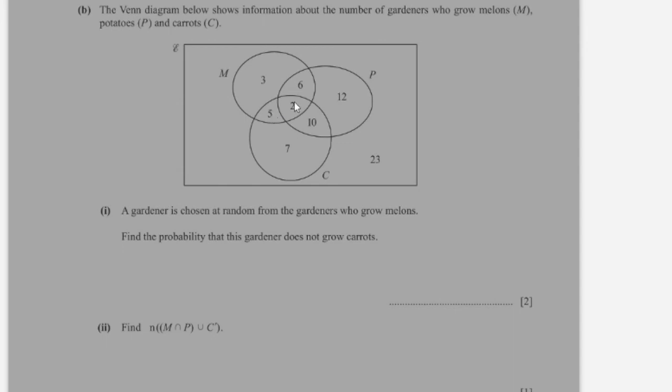So we have 5 plus 2, that is 7 gardeners over here which also grow carrots. But we only want the gardeners which do not grow carrots, that is 6 plus 3, which is 9, divided by the total number, which is 16. So we have the probability as 9 by 16.